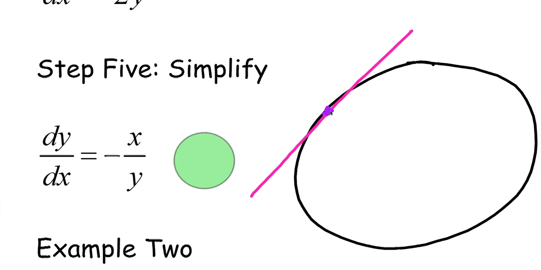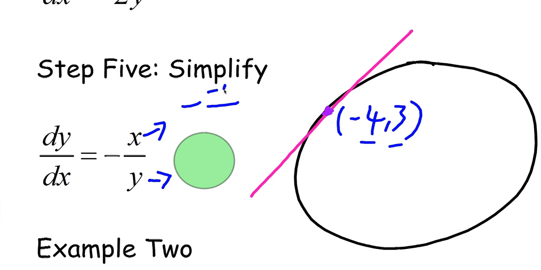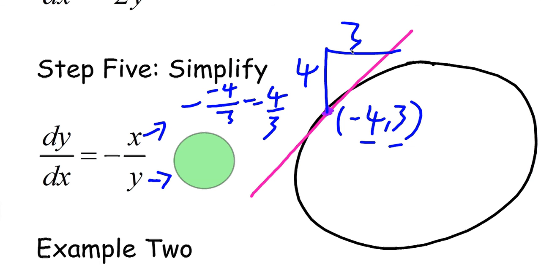And let's say we know that the point is negative 4, 3. Well, all we have to do is plug in negative 4 for x and 3 for y, because those are the points. It'd be negative 4 over 3, and we get negative 4/3. That would mean the slope of this line goes up 4 and over 3. And that's the application for dy dx, at least one of them: finding the slope of the tangent line of an implicitly defined relation. In this case, it'd be x squared plus y squared equals 9.